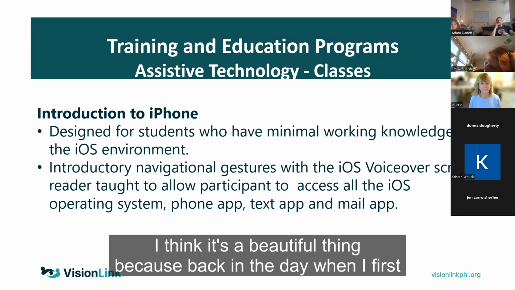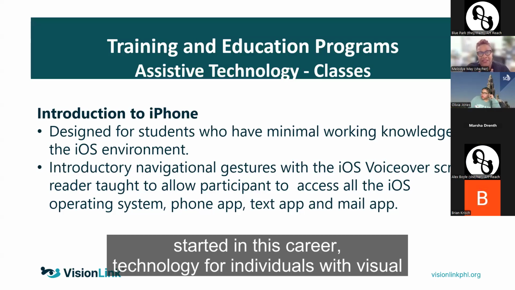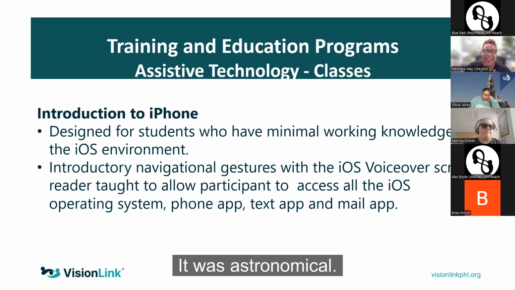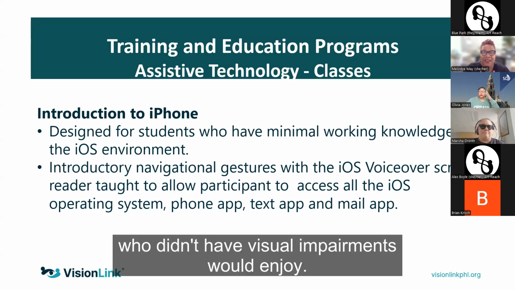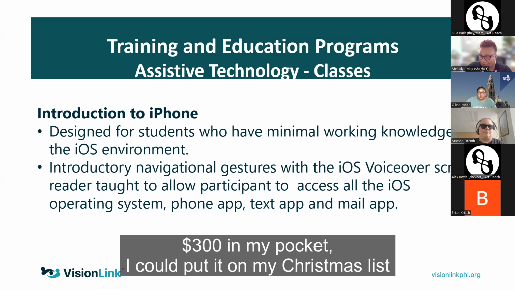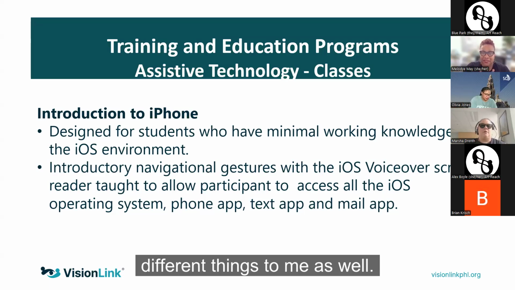And I think it's a beautiful thing, because back in the day when I first started in this career, technology for individuals with visual impairment cost so much more. It was astronomical, thousands and thousands of dollars just to have the same access that people who didn't have visual impairments would enjoy. So being able to grab a pair of Meta glasses, and although I don't have $300 in my pocket, I could put it on my Christmas list and record and take pictures hands-free and have that technology describe different things to me as well.